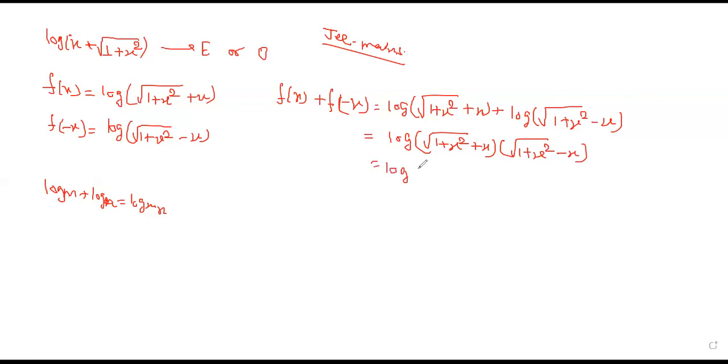A plus b into a minus b is a square minus b square. So 1 plus x square minus x square, it will be log 1, and the value of log 1 is 0. So when f of x plus f of minus x equals 0, then f(x) is which function? Odd function. Okay? Write down. If any confusion, ask me. Otherwise, the answer is covered. It is an odd function.